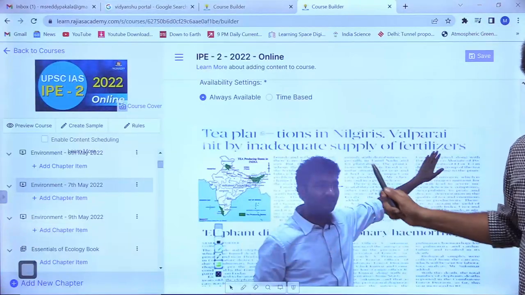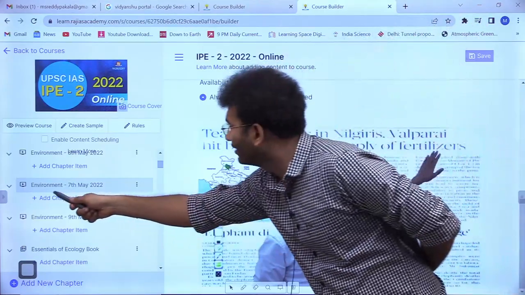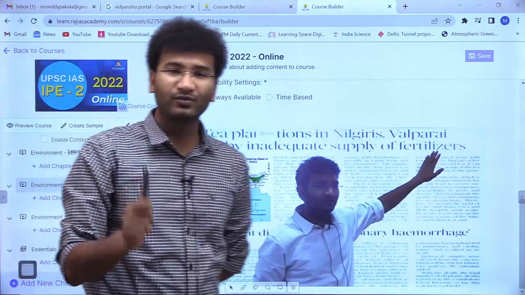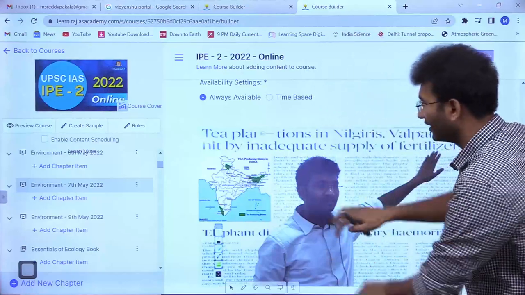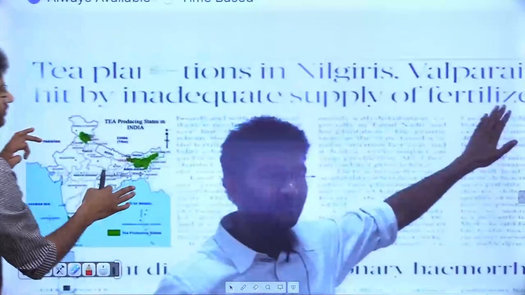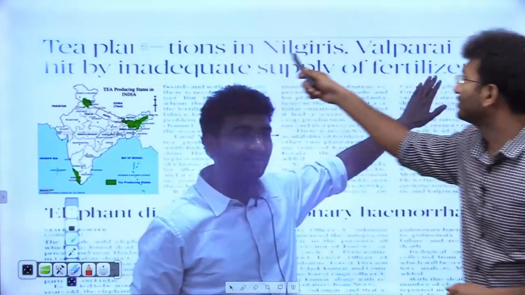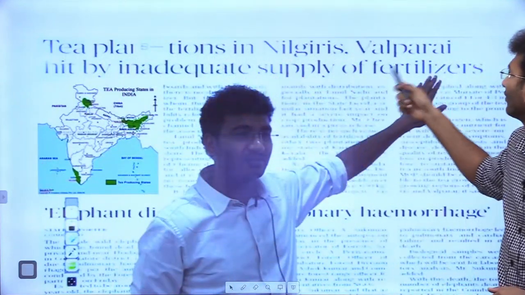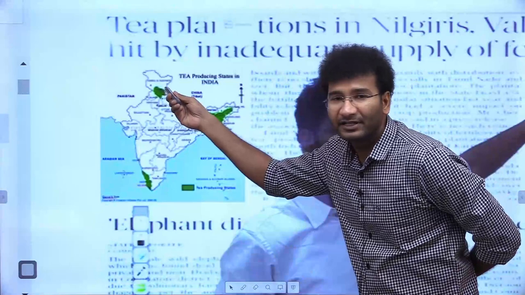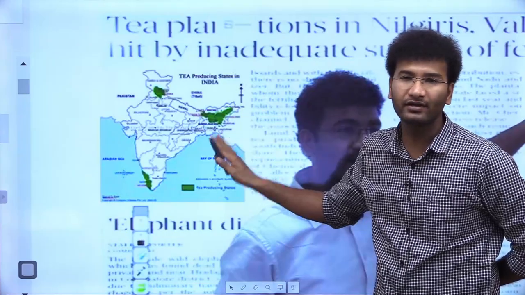now look at this. This article I have discussed in the classroom in the IPE2 batch, environment, 7th of May. And I have told on that day clearly, if at all there will be questions, the questions will be location based, right? If you see here, you can see a map, though this has not much clarity because we have taken it from our portal. See, tea plantations in Nilgiri, Valparai hit by inadequate supply of fertilizers, right? And I have also given a small map on that day. Himachal Pradesh, Kerala and Northeast, right? These are the three options which I have shown in the previous class.